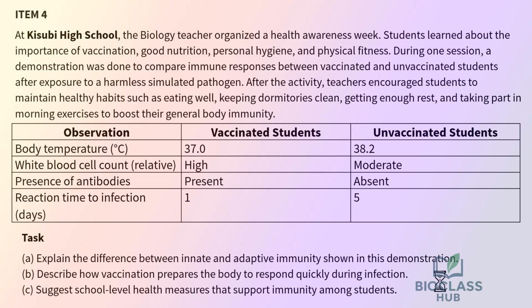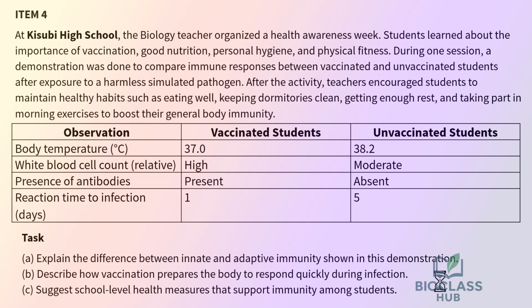Analyze the data table. Task. Part A. Explain the difference between innate and adaptive immunity shown in this demonstration. Part B. Describe how vaccination prepares the body to respond quickly during infection. Part C. Suggest school-level health measures that support immunity among students.